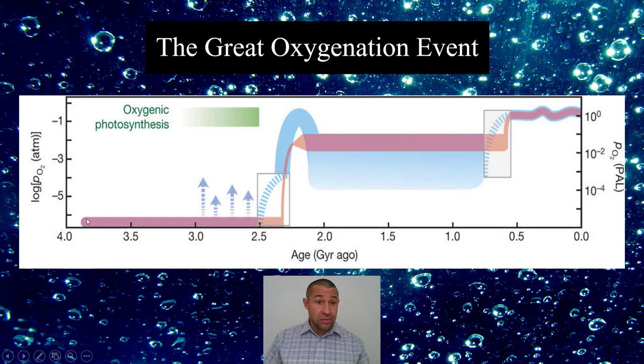You can see it here on this graphic where the y-axis is the log partial pressure of O2 in the atmosphere. So there's very little oxygen until 2.5 billion years ago. So here is when the cyanobacteria really take over the world. And remember, oxygen is toxic to anaerobic bacteria. So this probably caused mass extinction. Heck, oxygen is actually toxic to us.